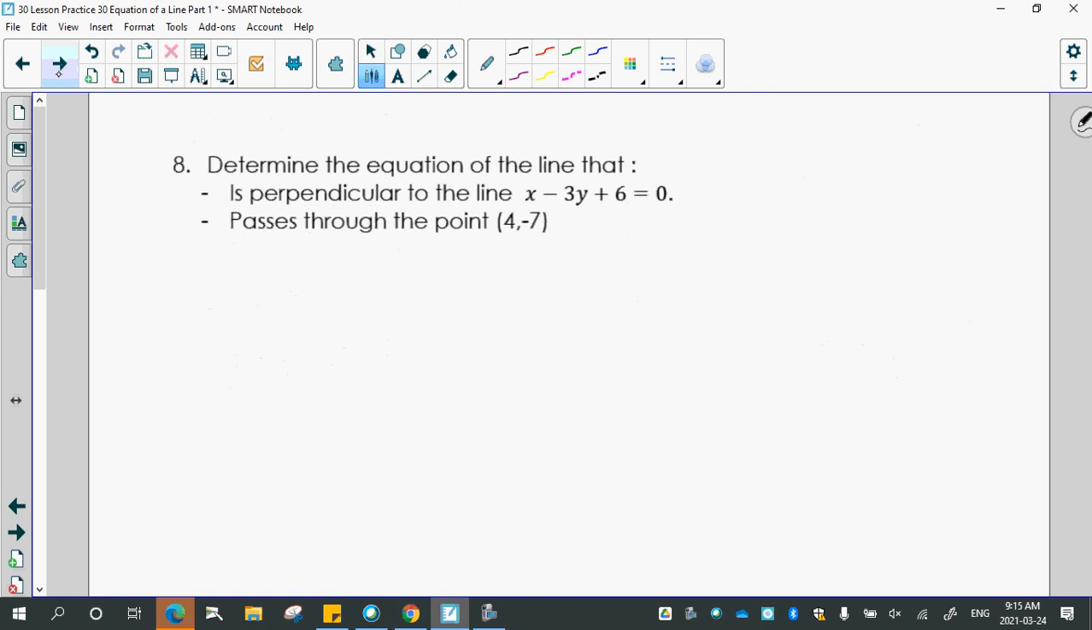All right, number 8. Determine the equation of the line perpendicular to that line going through that point. So we'll start off with M equals, B equals, equation. And then we have to start. So think about the clues, which clue you would start with and what you would use it for.